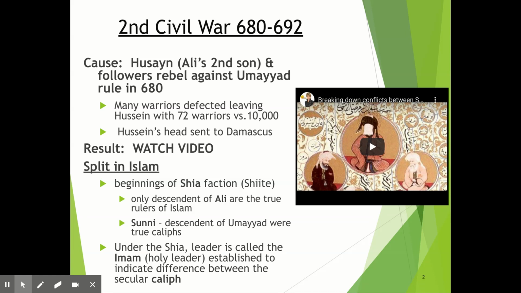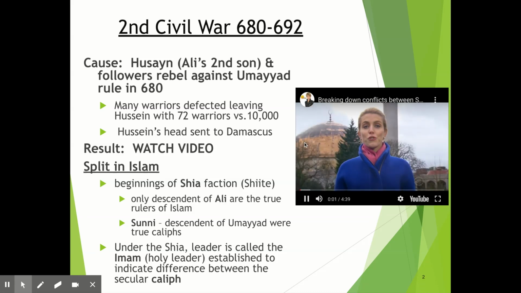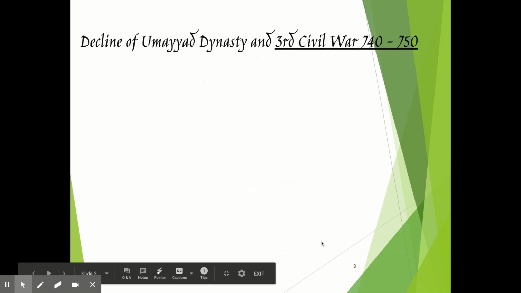The Shia believe that the holy leader, the Imam, is the important person who rules the society, whereas in the Umayyad dynasty, the Caliph, the secular leader, holds the most power. The job of both of these individuals is to keep the Ummah, the Muslim people, the followers, united. We're going to skip that. You guys are going to watch that on your own.